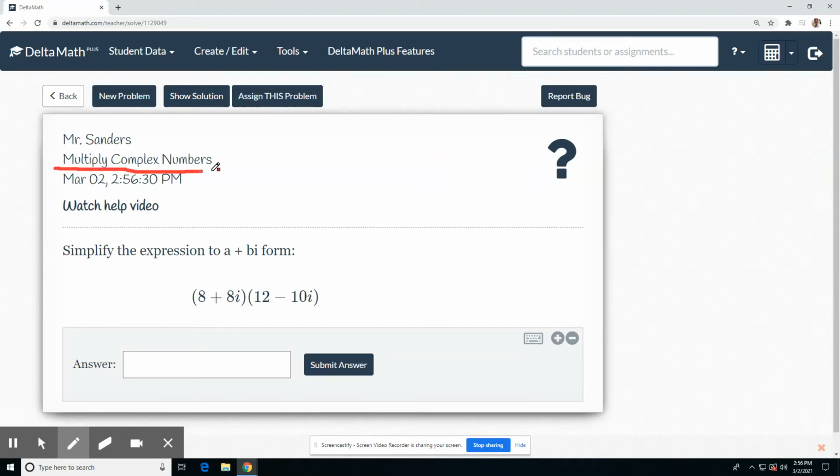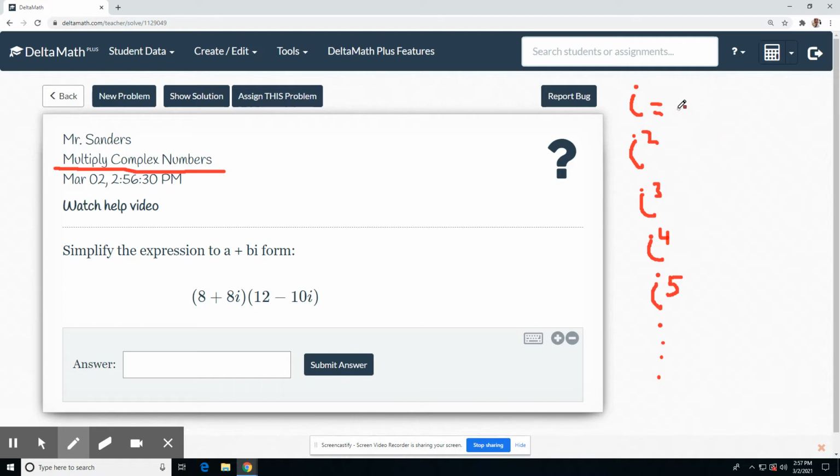We are multiplying complex numbers. So let's go ahead and start off with the foundation of complex numbers, which is what happens when we have i squared, i cubed, i to the fourth, i to the fifth. And then it keeps on going. And let's talk about that.